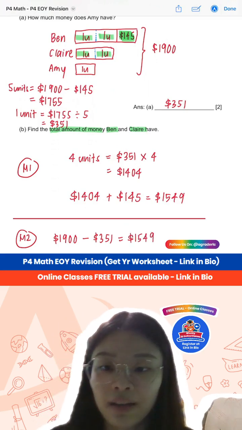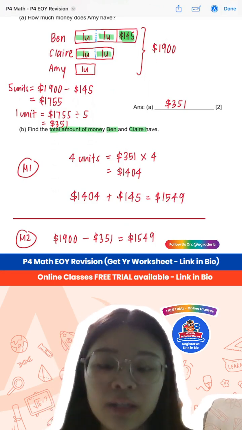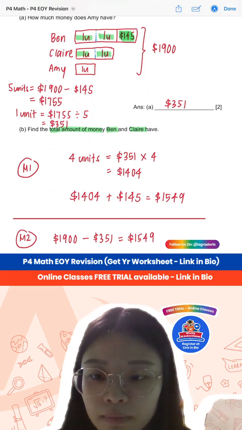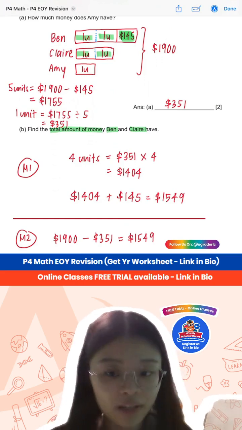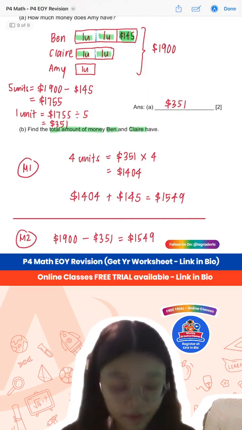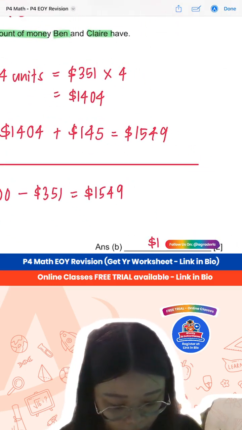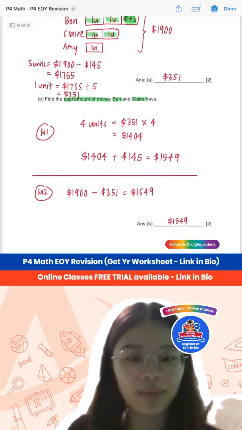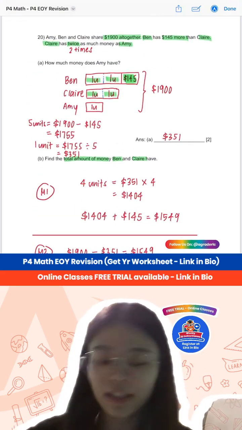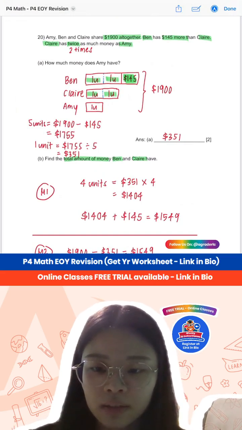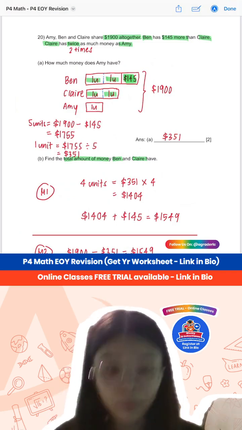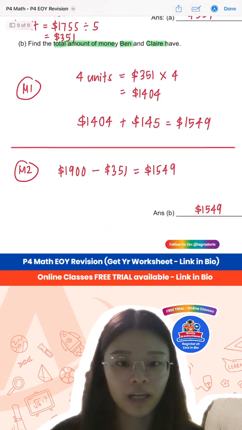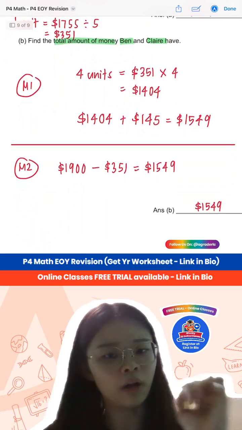I get 1,549 anyway. Yes, Eden, Evie, if your part B is wrong, it's just a calculation error. So this method is actually easier. 1,549. Answer: 1,549. Then yay, we are done. How did you find it? Oh yes, method 2 is easier. I wrote M2 and I forgot. I think it's out of your screen. Let me just hover it like that. So method 1 is a little bit longer, method 2 is shorter.